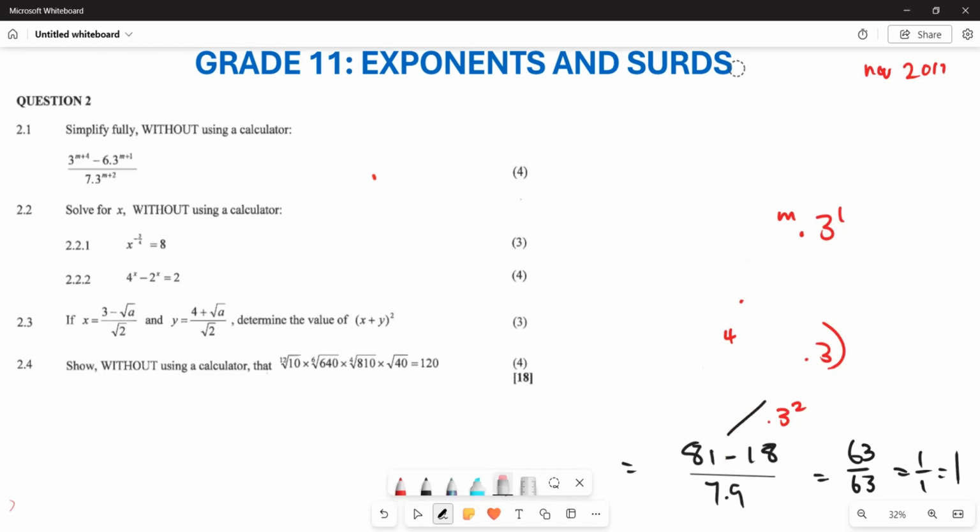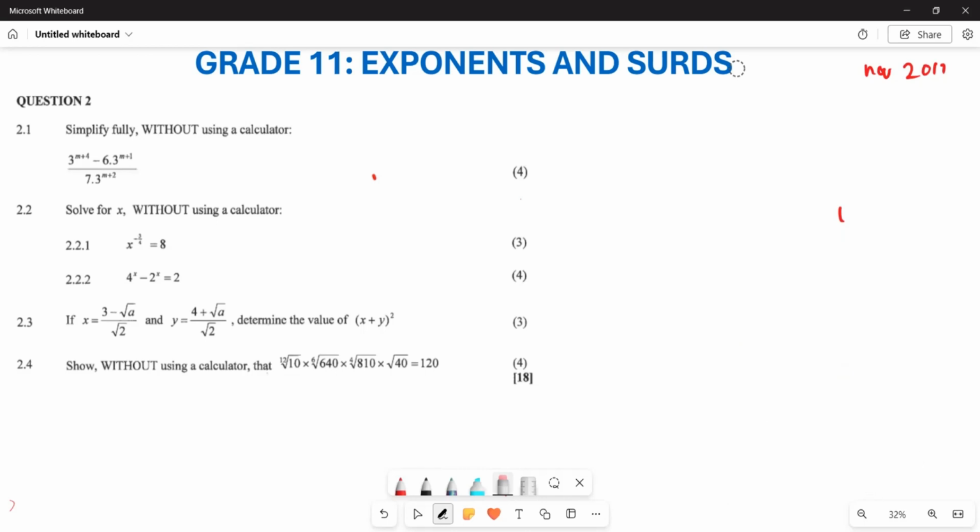Now, in our 2.1, the first thing that you are going to do, they want you to solve for x without using a calculator. So this is going to be x to the power of negative 3 over 4 equals 8. Now, what is the first thing that you can do here to try and solve this question?